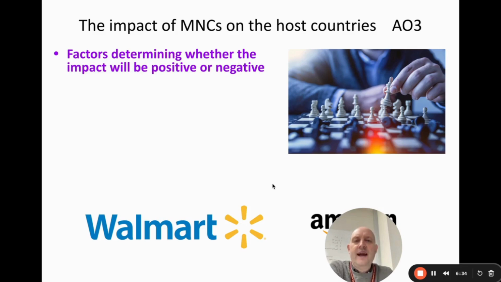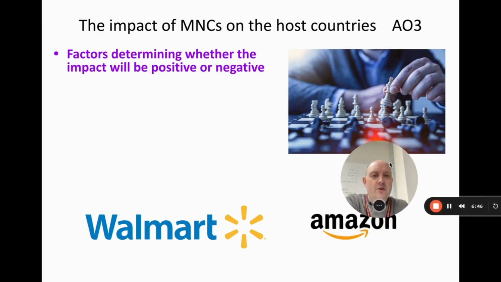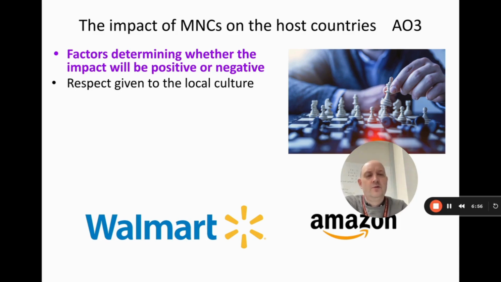So what are some factors determining whether the impact will be positive or negative? Another way of saying this is, when the multinational company goes into the host country, what are the factors that are going to determine whether it's good or bad for the host country? Well, there are so many of these. Let's go through a few. One is how much respect do they give to the local culture? So if they adapt the product to the local culture and they respect it, then that's probably going to have a better impact on the country.